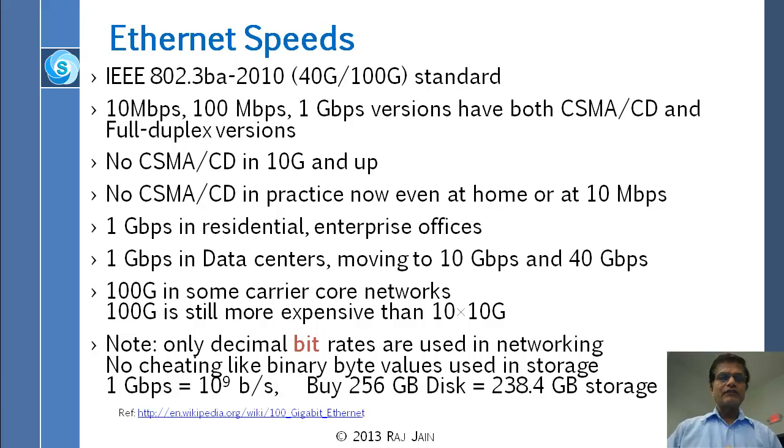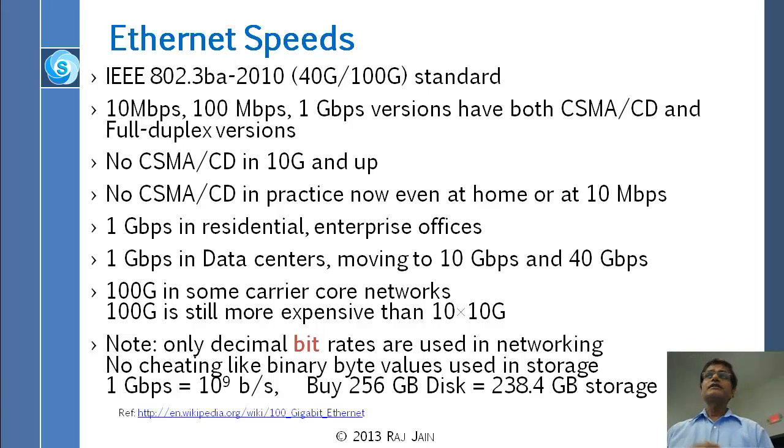1 gigabit is what we use in the home today. If you buy a switch today, everybody buys 1 gigabit. You can get a 5 or 8 port switch for home purposes for $20, $30. So you don't even care about getting 100 megabit anymore. 100 megabit will be much less, maybe $5, $10.